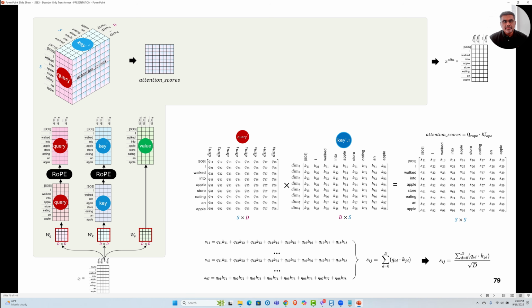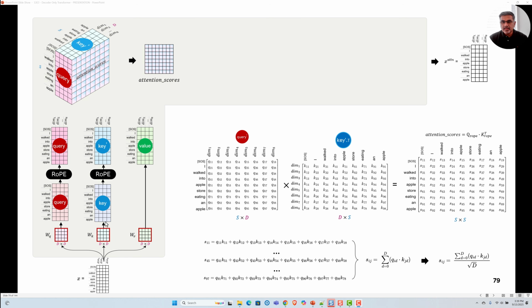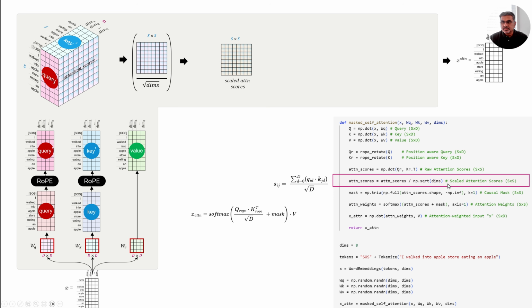Now, the central limit theorem suggests that when you add up D independent random numbers, the result typically has a size or spread that grows with the square root of D, not with D, but the square root of D. That is why, to scale these numbers, we divide by the square root of D. Again, D is the total number of dimensions. All right, so that's what happens in this line. Attention scores are now scaled by dividing by the square root of the dimension. So now what we have is the scaled attention score. Again, the size of the matrix is still S by S. It is just that the individual cells are now scaled.